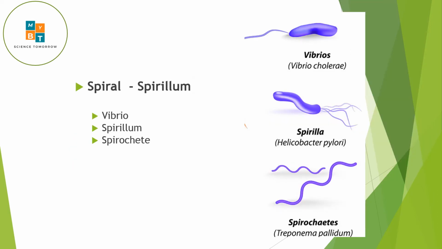The third type is spiral shape. There are three types of spirals. The first one is the vibrio, for example, Vibrio cholerae. One curve is there. And spirillum, what is it? You call it spirilla, which have definite two or three curves, but these are definite, permanent curves. And spirochete, they have dynamic curves, so they can change the curves. So according to the morphological feature of bacteria, we divide them into three: coccus, bacillus, and spiral.